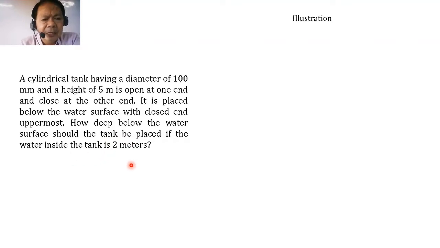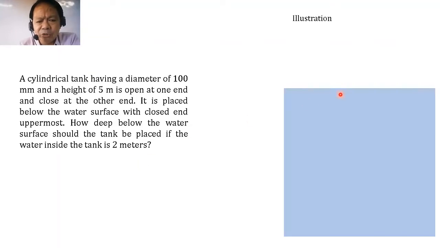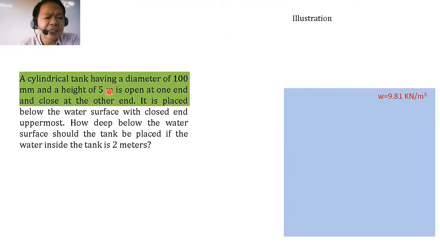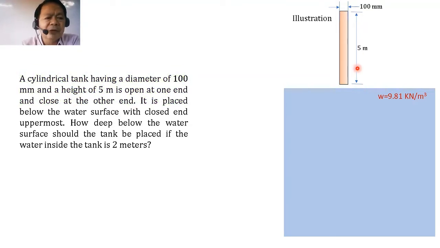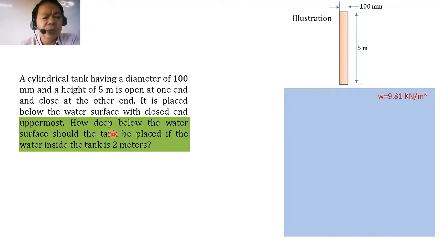So, kumbaga, kung i-illustrate natin yan, imagine natin na ito naman yung ating tubig, ating water. And initially, meron tayo ditong unit weight of the water of 9.81. But dito sa given na sinasabi na cylindrical tank having a diameter of 100 millimeter and a height of 5 meters. So imagine natin ito yung ating cylinder na kung saan ang kanyang diameter is 100 millimeter at ang kanyang height ay 5 meters. Di ba? So, we are asked here how deep below the water surface should the tank be placed if the water inside the tank is 2 meters. Gano'n daw siya kalalim. Di ba?